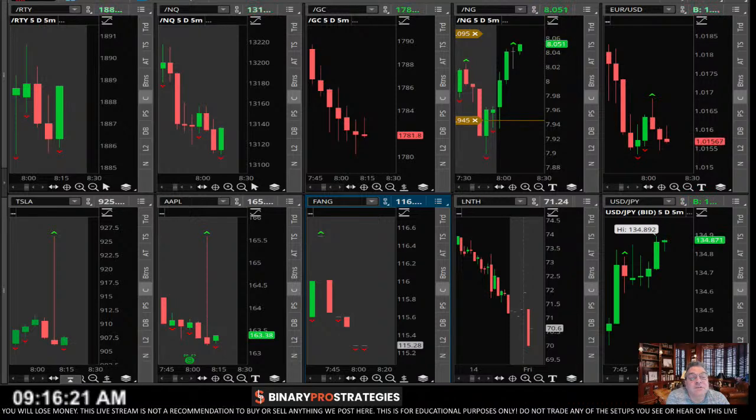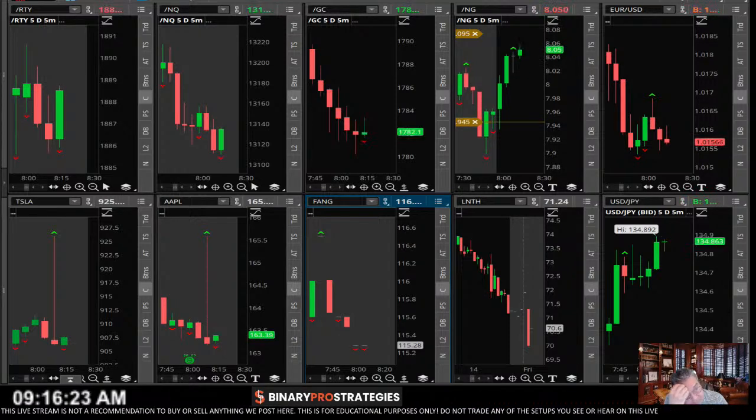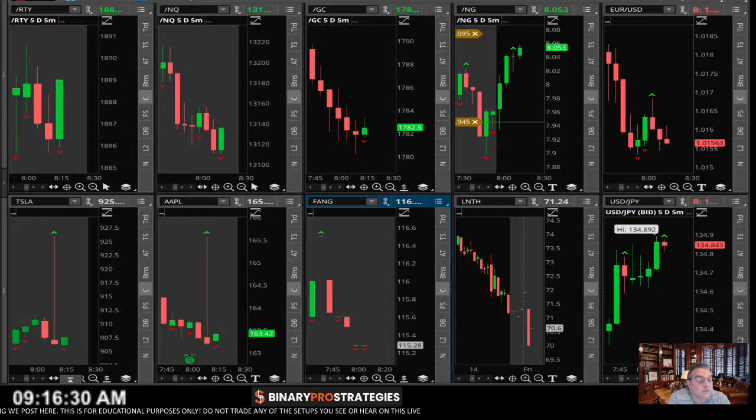Once again, it's just a map. It's just giving us some idea of possible weakness in the market. We're seeing that right now. All right, the only thing I have on is this natural gas, target 80.95.